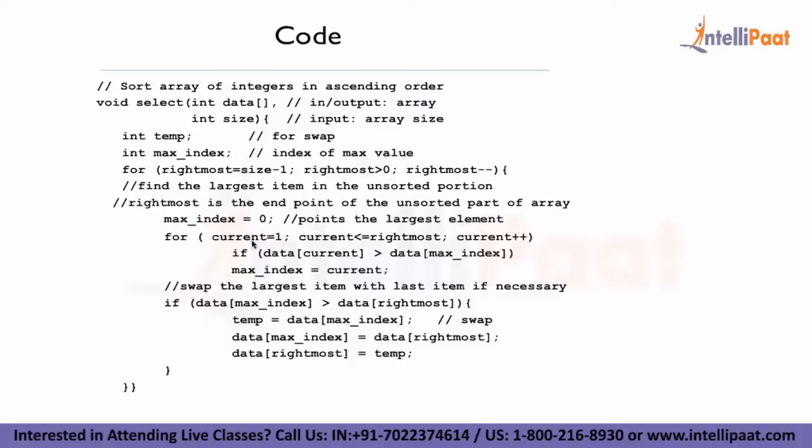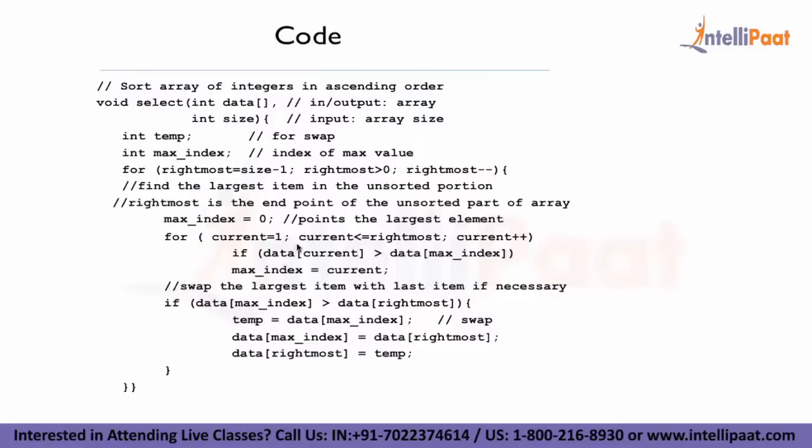Now we are running one more loop which is from the first element to the rightmost element. Then what we are doing is comparing if the current position is greater than the maximum position, then we are interchanging: max index equal to current.